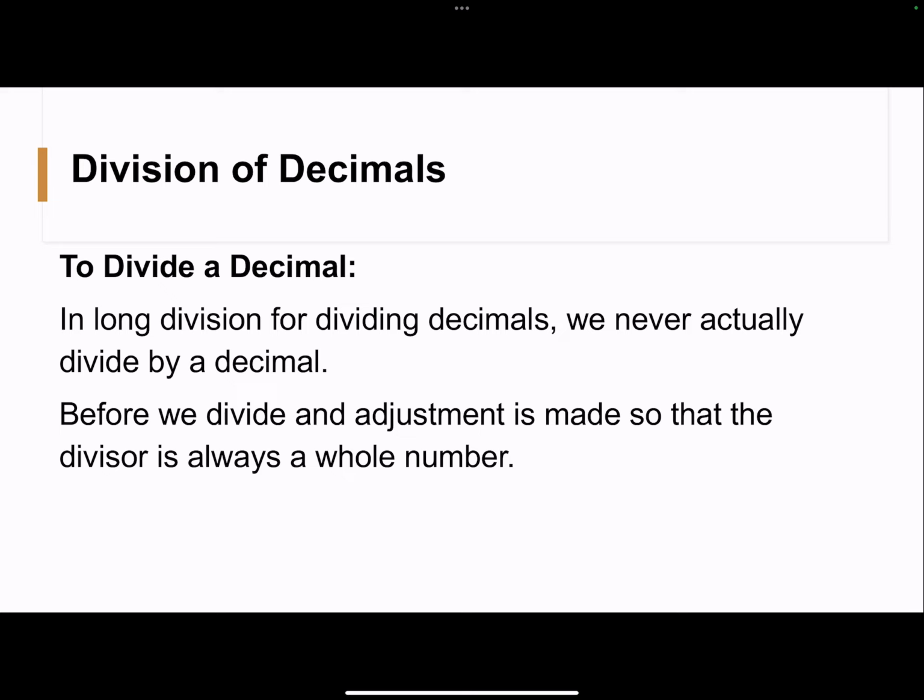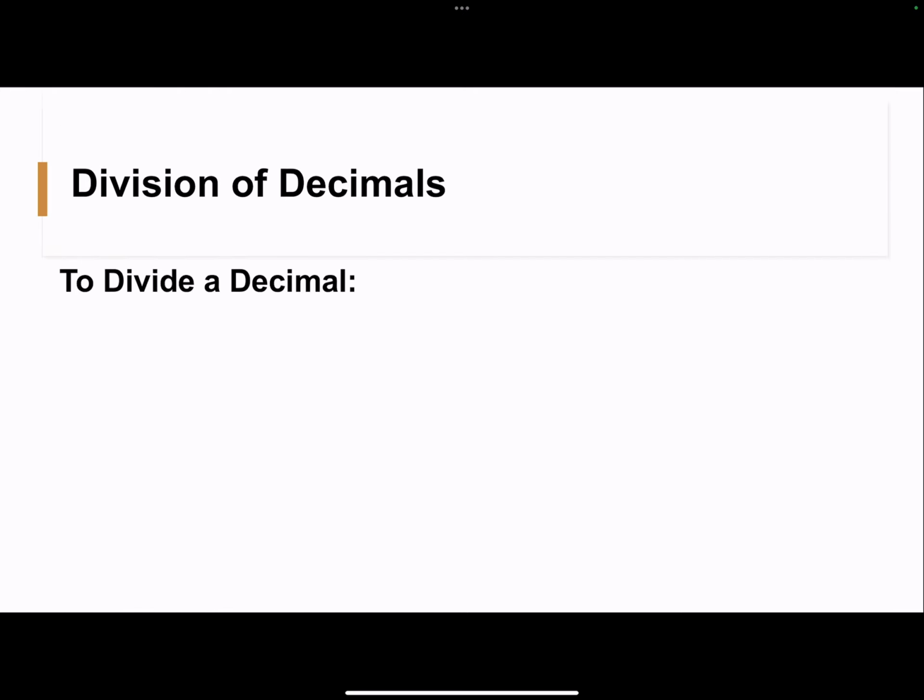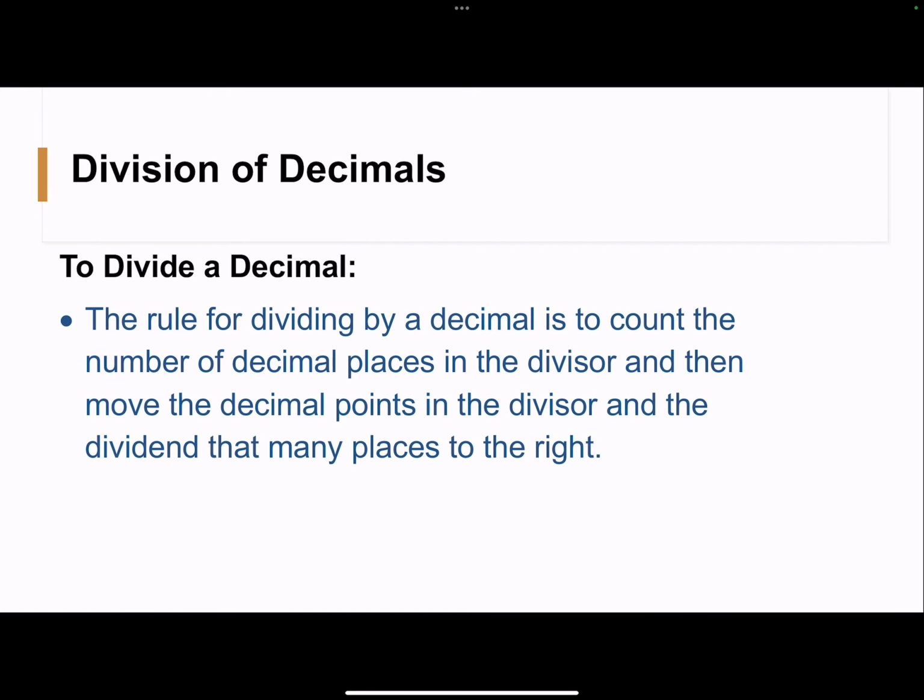Now let's talk about the division of decimals. In long division, for dividing decimals, we never really actually divide by a decimal. Before we even begin dividing, we make an adjustment so that the divisor is always a whole number. Look at what I'm talking about here. The rule for dividing by a decimal is to count the number of decimal places in the divisor and then move the decimal points in the divisor and the dividend that many places to the right.